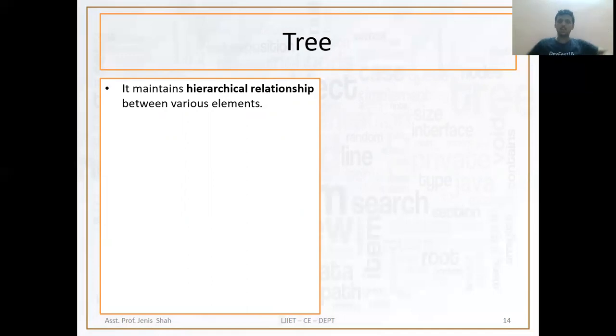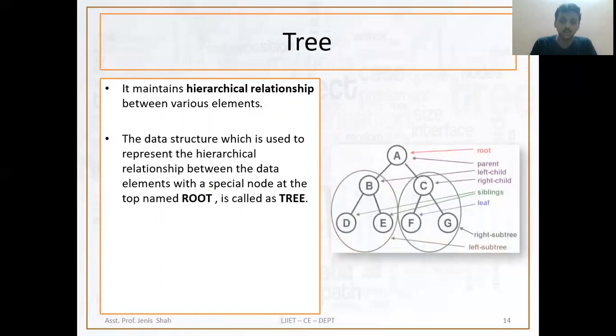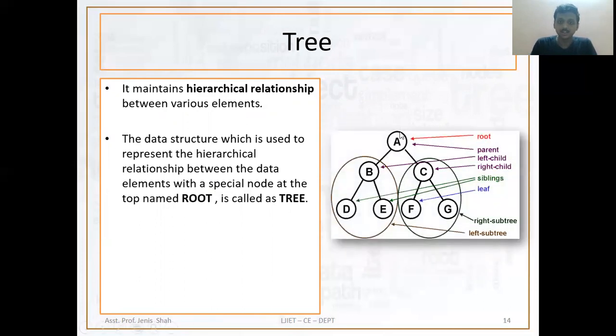This is a tree. The tree maintains the hierarchical relationship where one designated node is there which is known as the root. This is the root, A. B and C are children of node A. So A is known as the parent node. Next, this is D, E. If C is a parent, then the children of C are F and G. We'll see more about trees later.